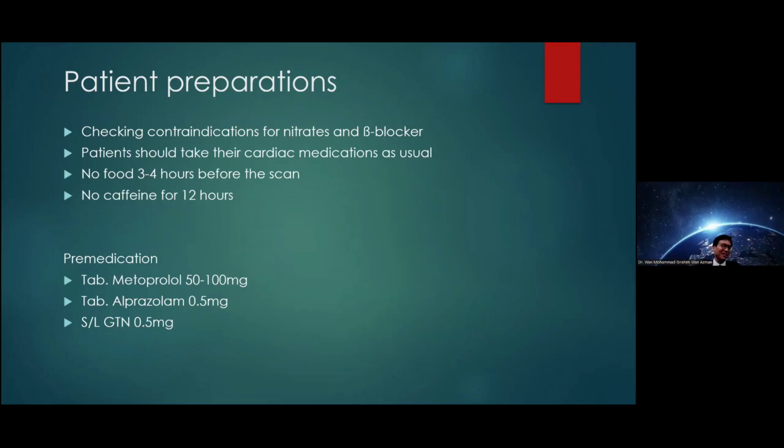So for patient preparations, you need to check contraindications for nitrates and beta blockers, such as heart blocks, because we're going to give nitrates and beta blockers for patients undergoing CT scan. They should take their cardiac medications as per usual, and they need to fast 3 to 4 hours before the scan and abstain from coffee for 12 hours. For pre-medication, we give metoprolol to slow down the heart and to minimize motion artifacts. We give alprazolam to calm the patients a bit, and also the GTN to dilate the coronary arteries.